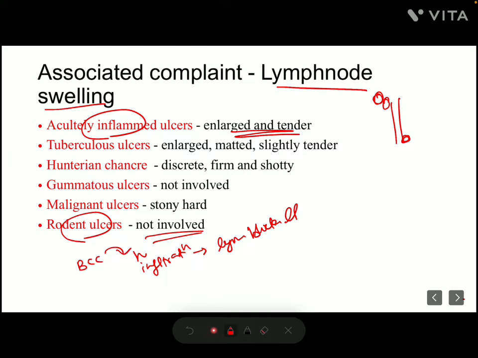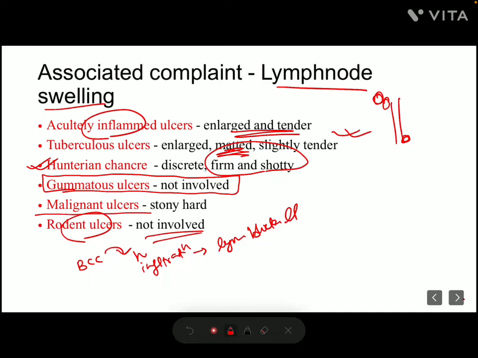So lymphatics are blocked, so you'll never see lymph node enlargement when it comes to basal cell carcinoma or rodent ulcers. Same way in gummatous ulcers, which are present in stage 3 of syphilis, you're not going to see lymph node enlargement. We all know in tuberculous ulcers, you will see enlarged matted lymph nodes, okay? Matted lymph nodes, especially you will see cervical lymphadenopathy. And in case of Hunterian chancre, which you see in stage 1 of syphilis, the pathognomonic feature is the presence of firm and shotty lymph nodes.